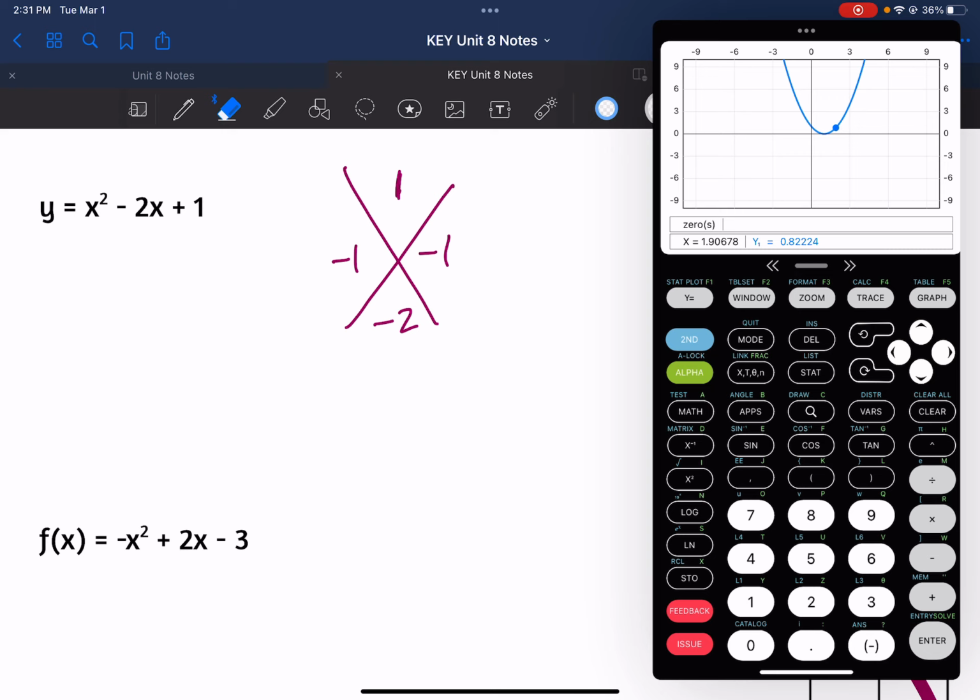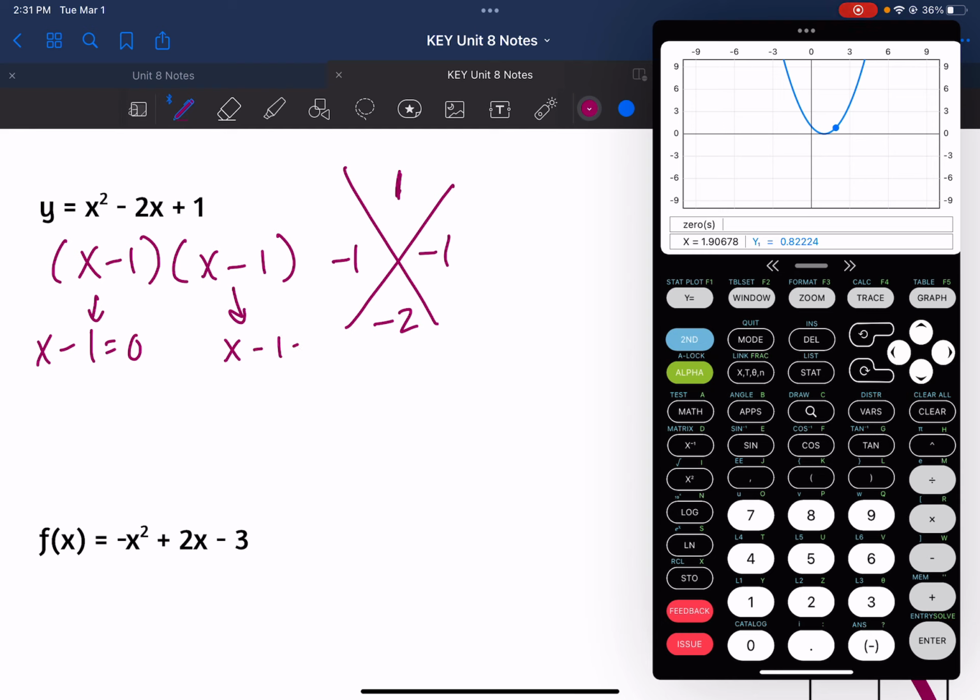So if I was to do this, my factors would be, right, we have x squared minus 2x plus 1. It would have to be two negative ones, because a -1 times a -1 is a +1, and a -1 plus a -1 is a -2. So my factors are this here: x minus 1, x minus 1. Now if I set both of these equal to 0, here's this one, and the other one, x minus 1 equal to 0.